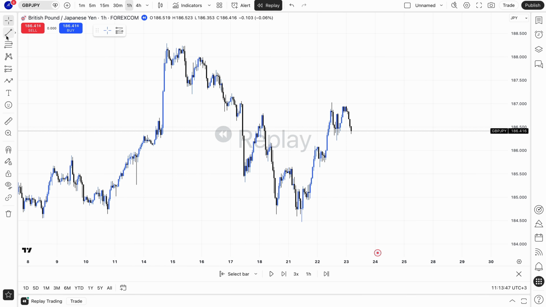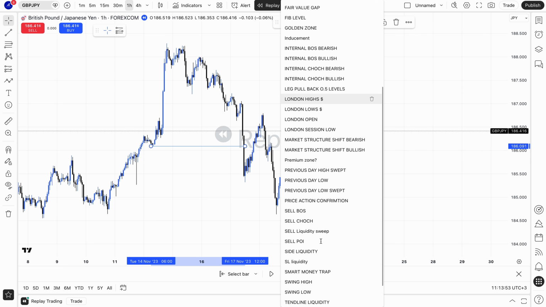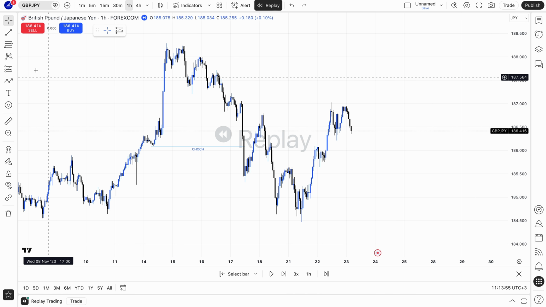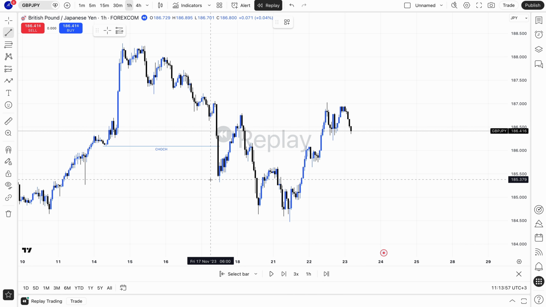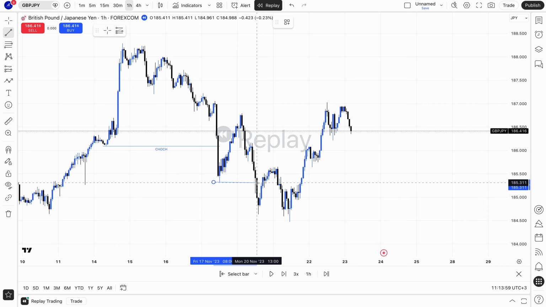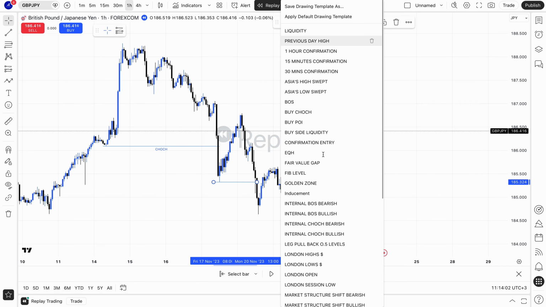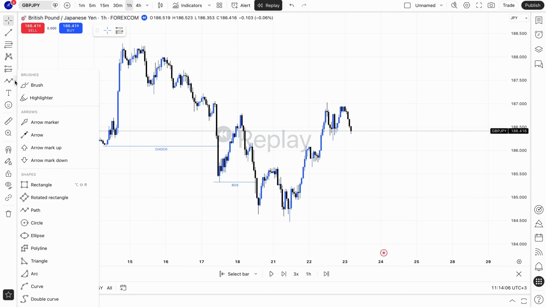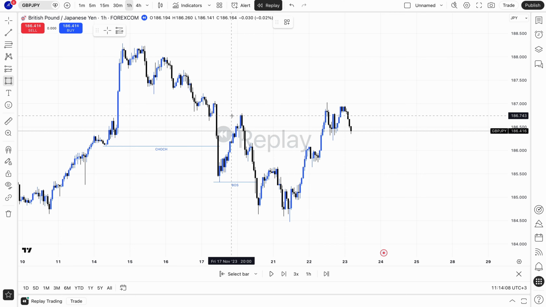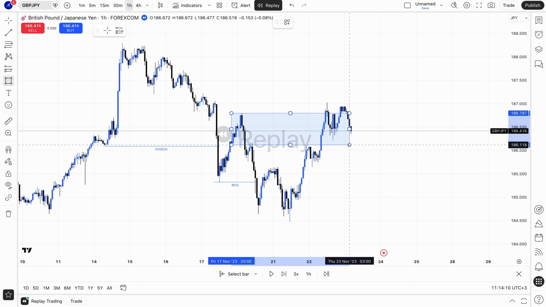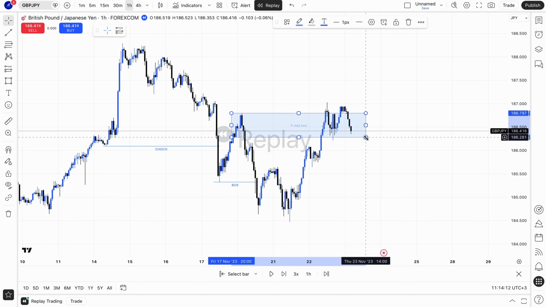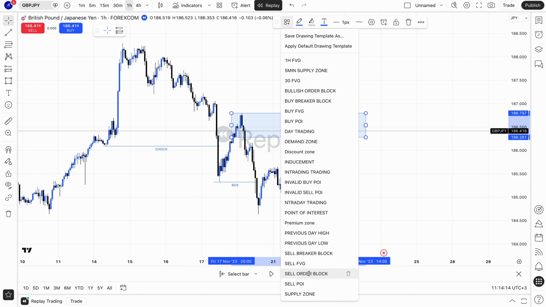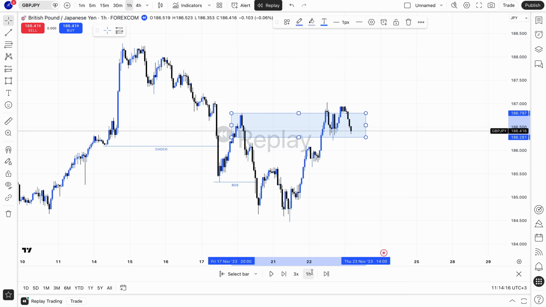Let's mark it out. We had our change of character to the downside, external structure, then we had our break of structure to the downside, continuation, then we had our order block around here. This was our bearish order block, it was here.